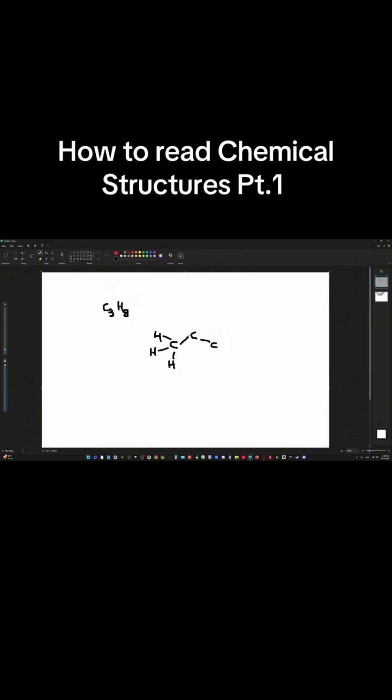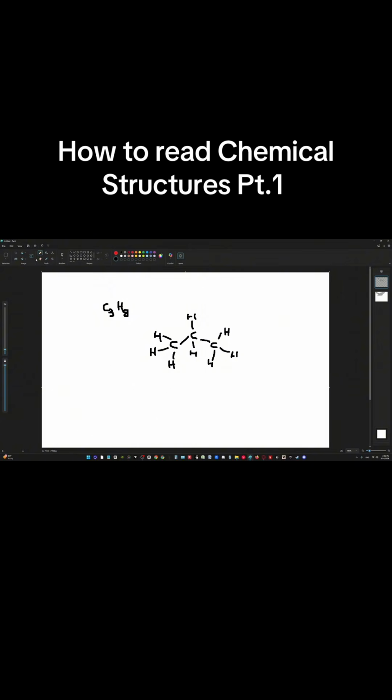This carbon is bonded to 2, so it only needs 1, 2 hydrogens, and this one also needs 3. So 1, 2, 3. Now this is a fully saturated propane.